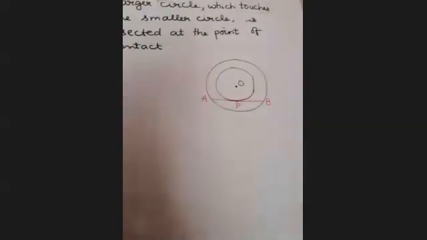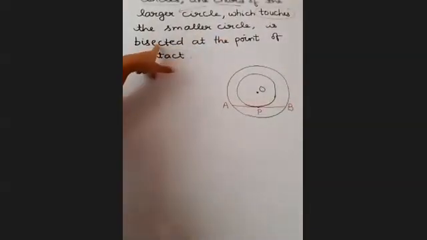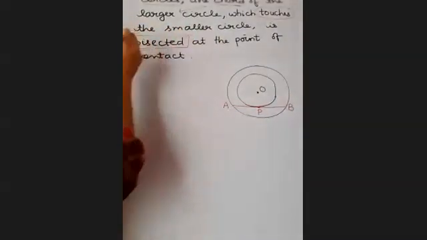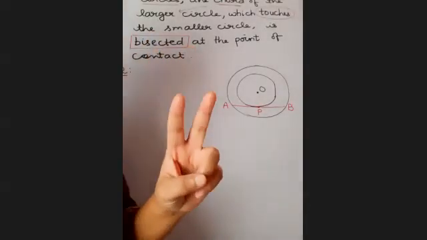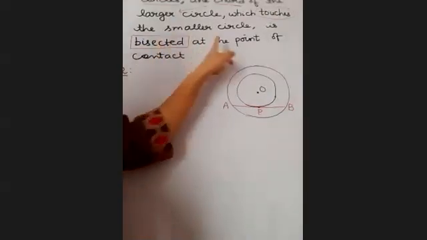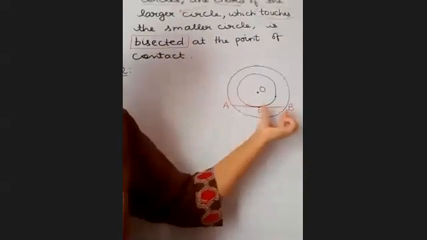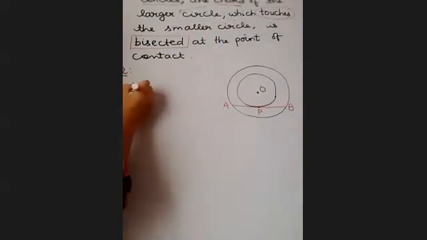Now we have to show that the chord of the larger circle which touches the smaller circle is bisected. Now what do we mean by bisected? Divided into two equal parts. AP is equal to PB. Bisected at the point of contact. Children, that means what we need to show? We need to show AP is equal to PB.